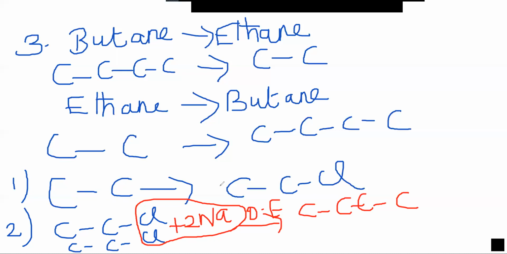So first step is just a normal chlorination, with chlorine in the presence of UV radiation or hν. So in the presence of light, ethane plus chlorine: one of the hydrogens will be substituted by chlorine. So you will be getting ethyl chloride, CH3CH2Cl. Now take 2 molecules of CH3CH2Cl with 2 sodium in the presence of dry ether, and you will be getting 4 carbon atoms. So this is conversion 3.